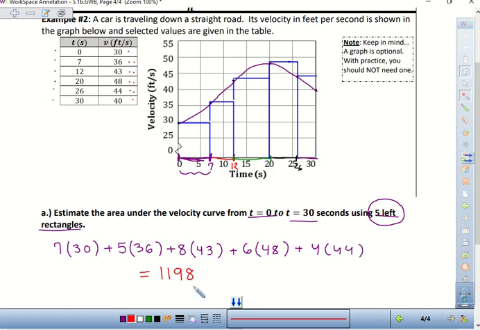1,198. And what's the units on this? Feet? No, just feet. Just feet, because we're multiplying that column.